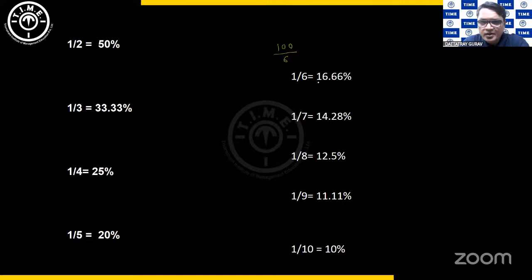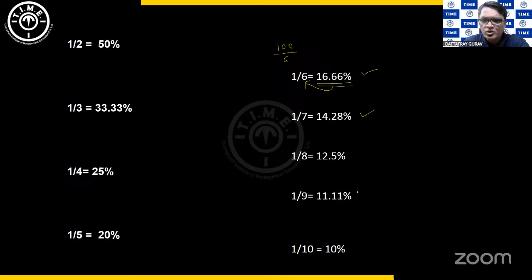So better remember this. What is 16.66%? It means 1 by 6. You have to remember these numbers now. In the exam, they will give 16.66, but what is the meaning of this? 1 by 6. Because the calculation becomes easier. Same logic, 1 by 7 is 14.28. 1 by 8 is 12.5. So remember these numbers now.